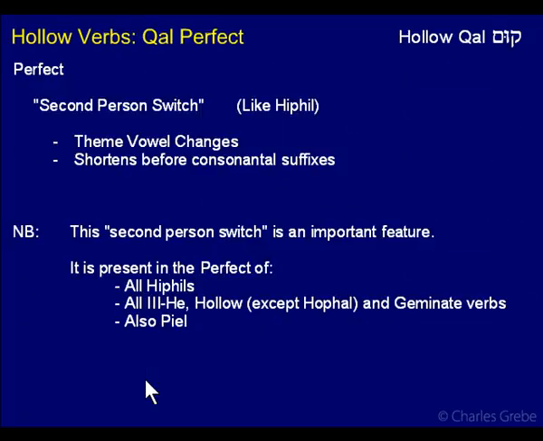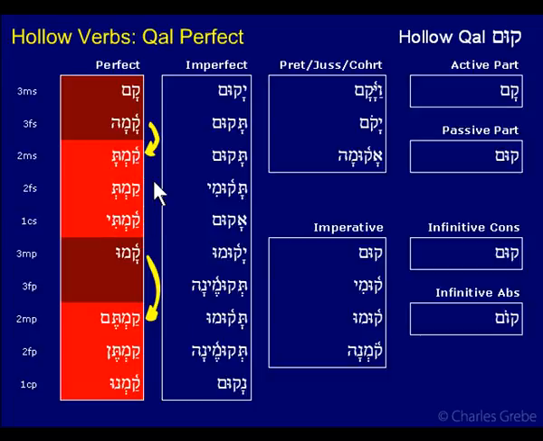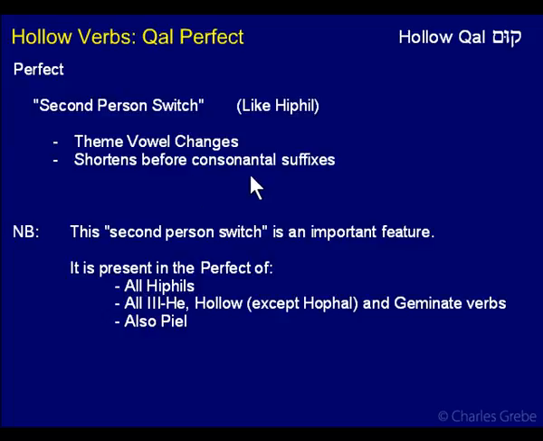Okay, that's all this text says, just what I just said. We have a second person switch. The theme vowel changes, shortens before consonantal suffixes. Remember, the reason this is happening, it's not just second person. I call it second person because if you read down the column, we're moving from third to second, but it's also first person. The important thing here really is that you have consonantal suffixes. And it just so happens that the consonantal suffixes in the perfect show up here in the second and first person. So anyway, we have this reduction: the theme vowel shortens before consonantal suffixes.